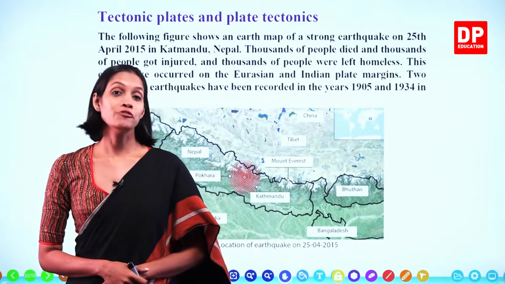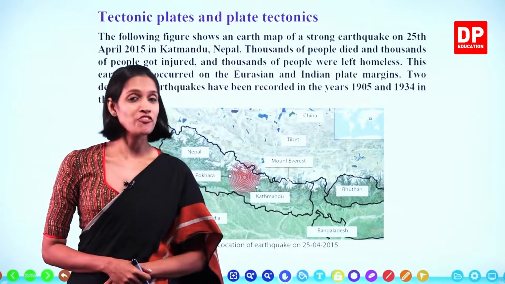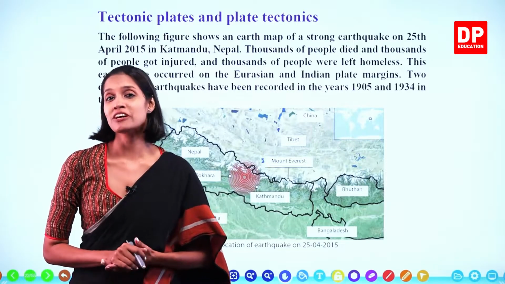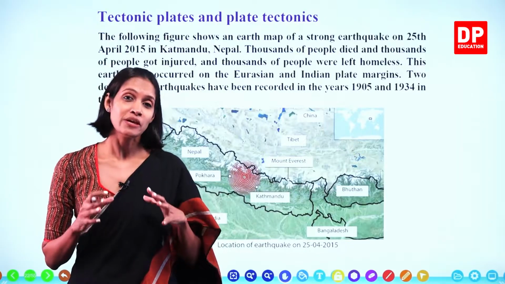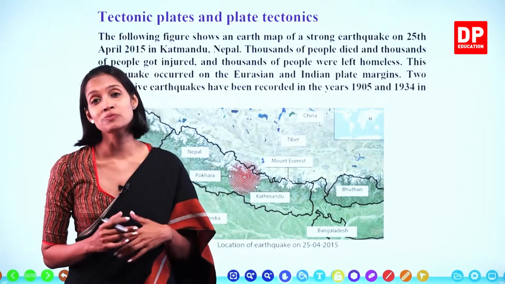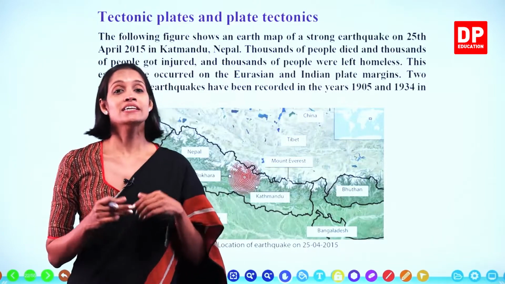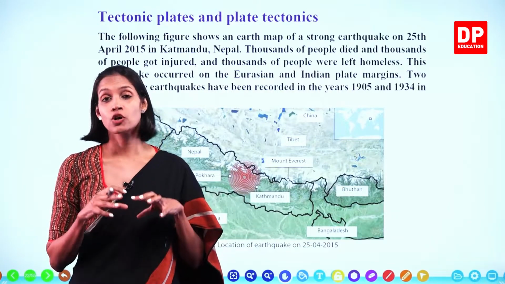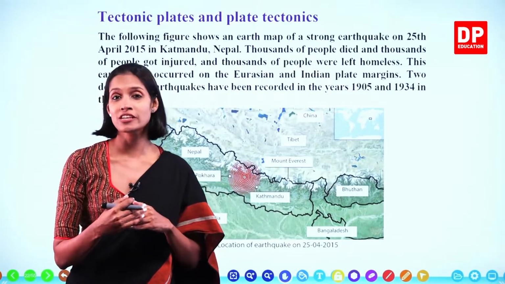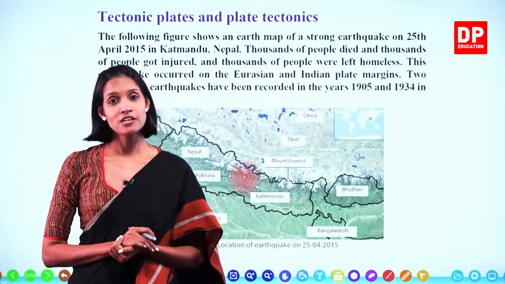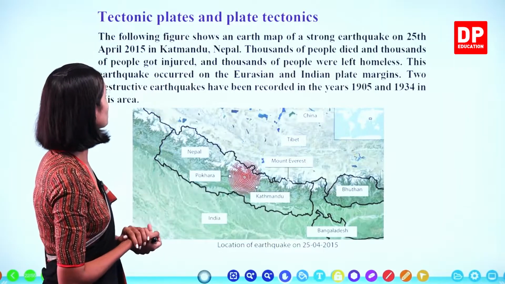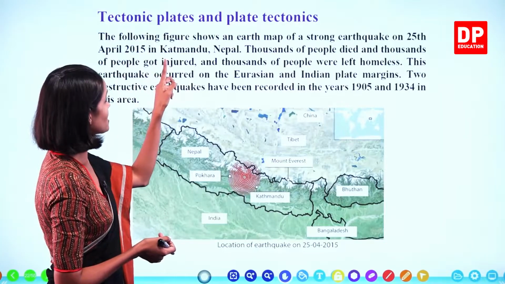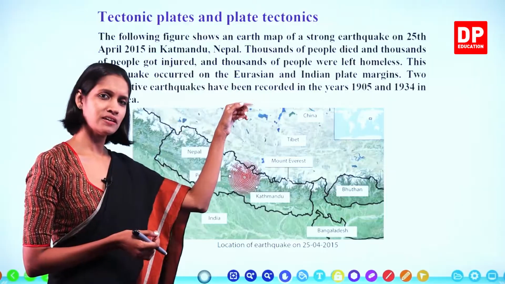Right, children. Now we are going to start the second chapter of this lesson. Do you remember what we learned in the first chapter? We learned that Earth is made up of 3 layers. The outermost layer is known as the crust, the innermost layer is known as the core, and in between the core and the crust, the mantle is present. So in this part, we are going to learn about tectonic plates and plate tectonics.